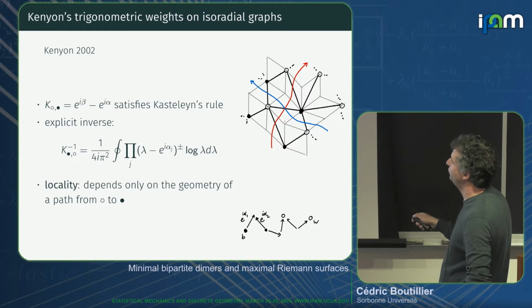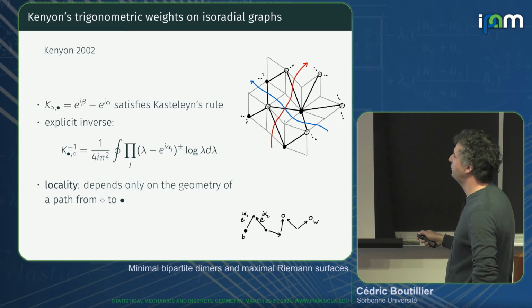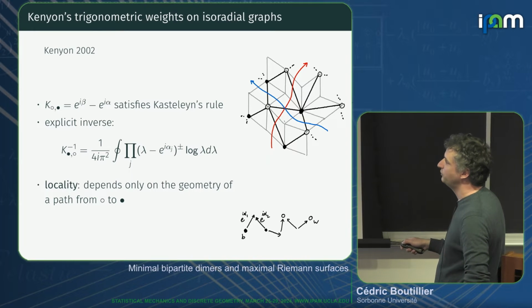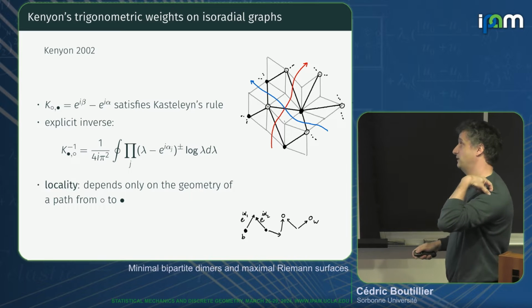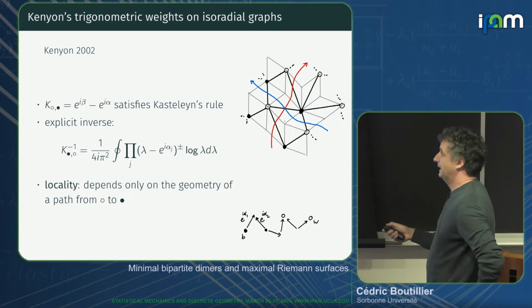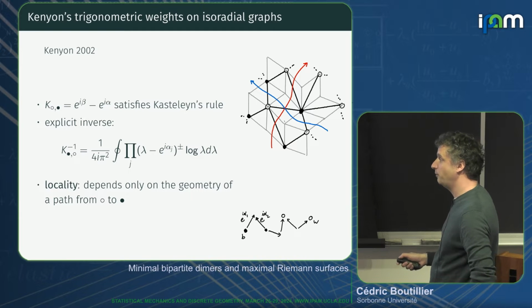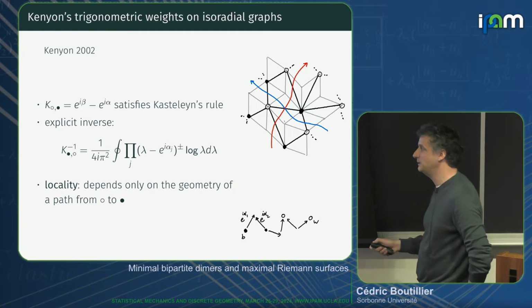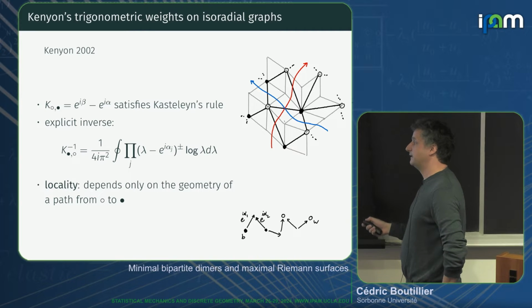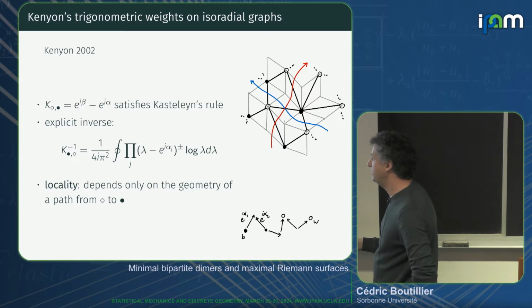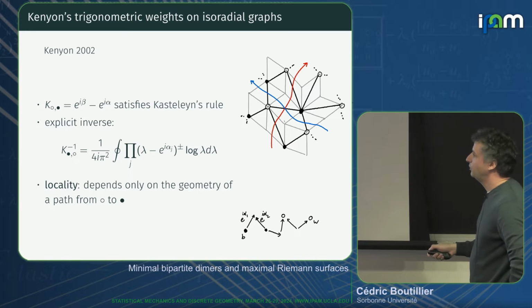So for example, the red will be e^{iα}, the blue will be e^{iβ}. And I define the Kasteleyn matrix for this edge between the black and the white vertex to be just the difference of these two unit vectors. And Rick gave an explicit inverse for this operator, which has a very nice property, that it's local. So let me explain a bit this formula.